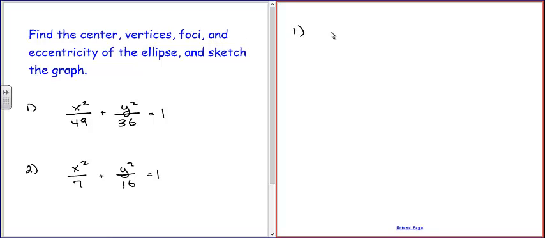So problem number 1, the center is 0, 0 because there's no offset here. The x-axis is the major axis, and that's because the x value in the denominator of the x term is larger.